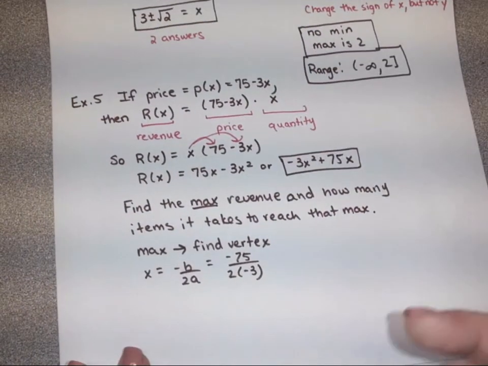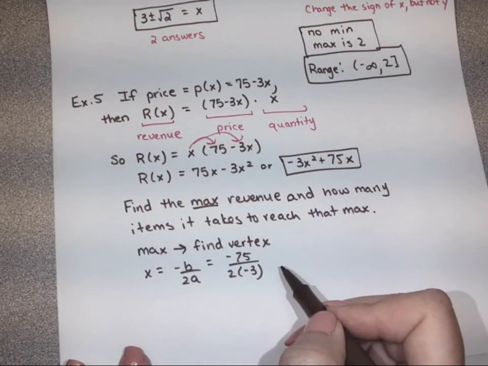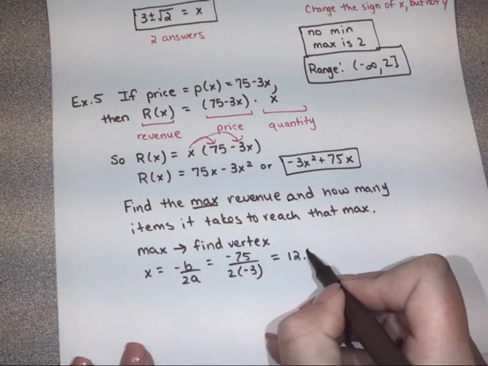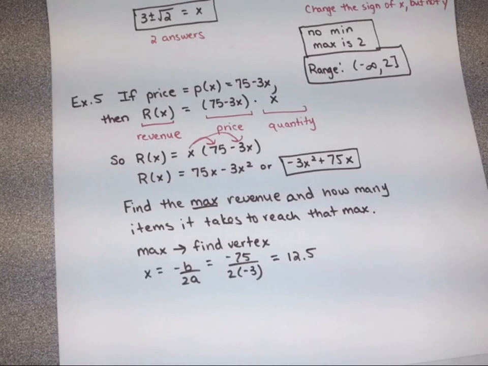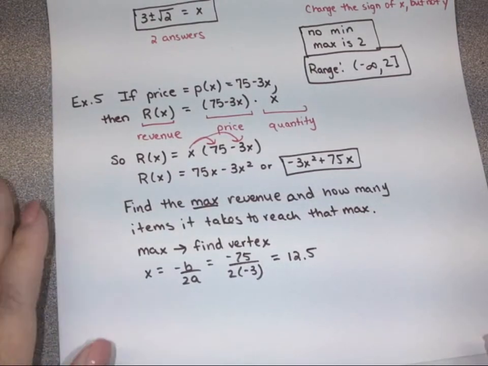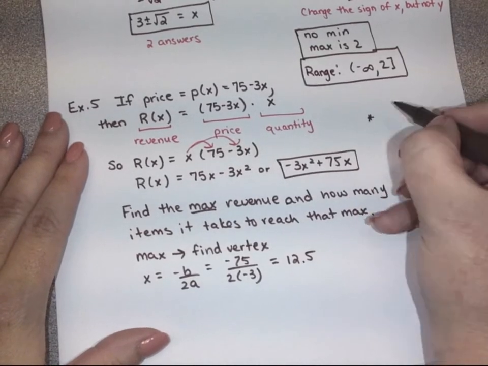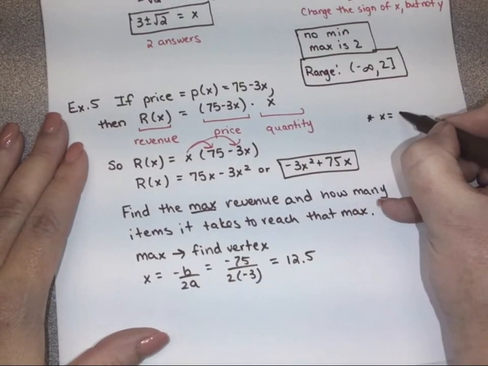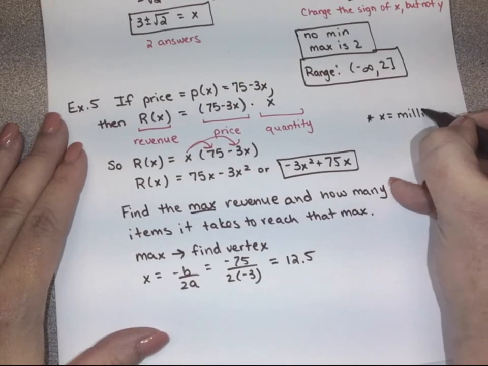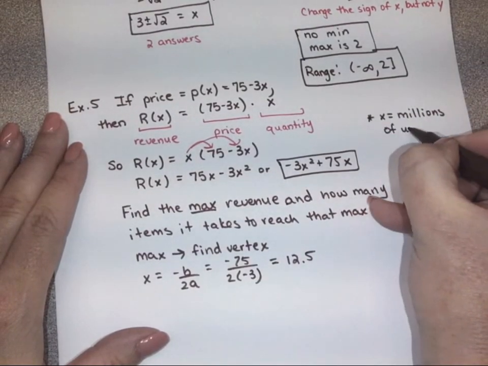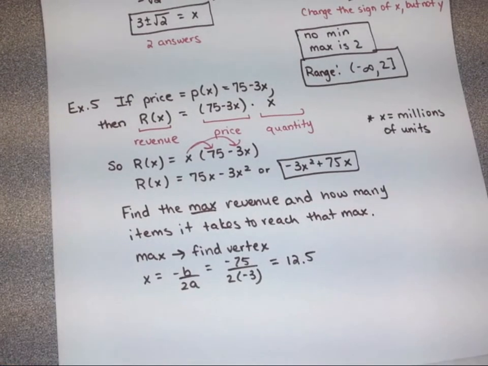So we end up getting a decimal here, and that's okay. I probably needed to state some parts of the problem first. Okay, so we got x equals 12.5. So up here, I was going to write it, but I thought I didn't have to, but now I see that I do. I should have defined this at the beginning, but x is millions of units. In other words, it's okay for us to get a decimal.